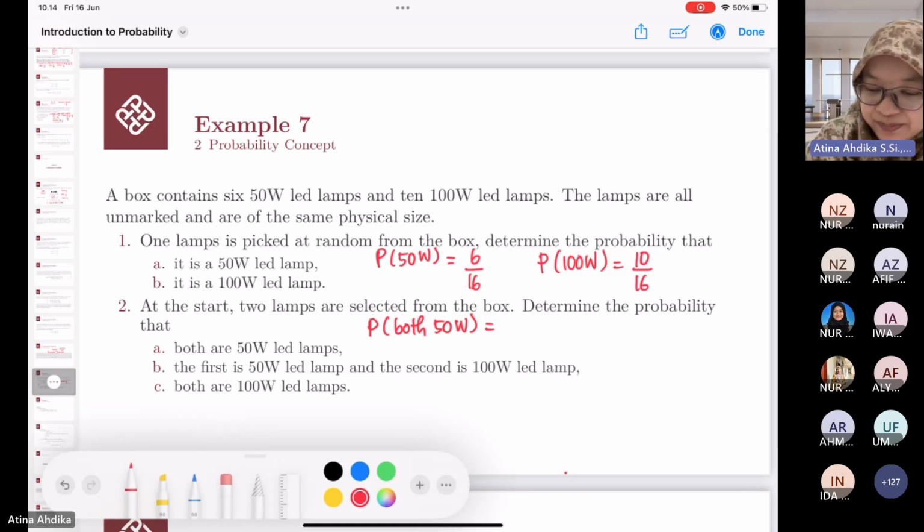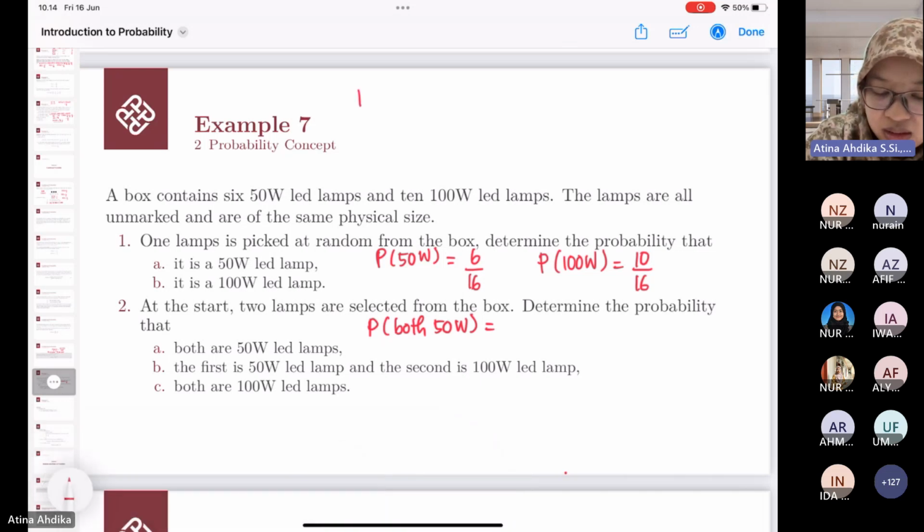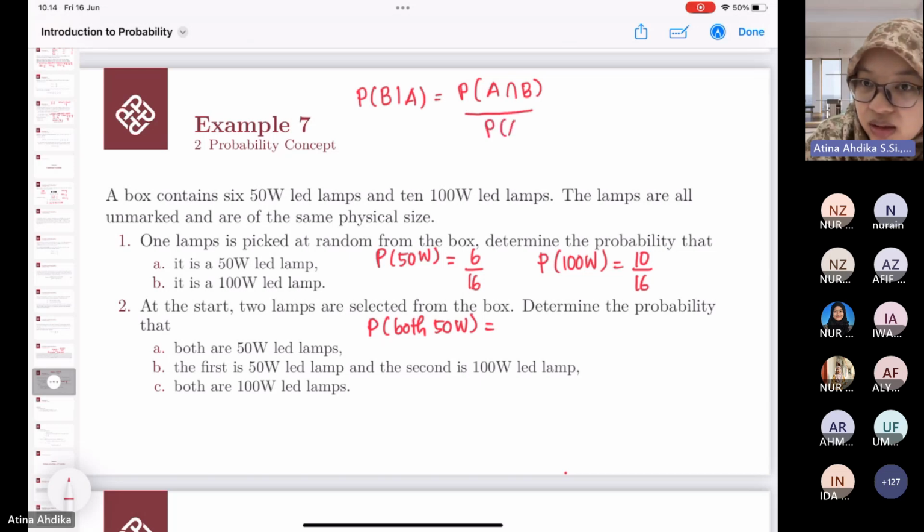Okay, first, let us remind ourselves about the formal definition of the conditional probability. The probability of B given A is equal to the probability of the intersection of A and B divided by the probability of A.